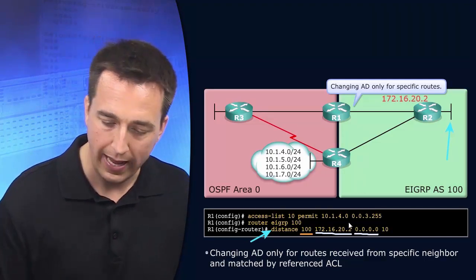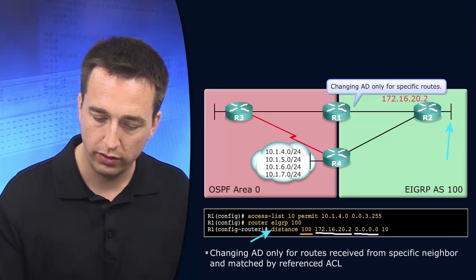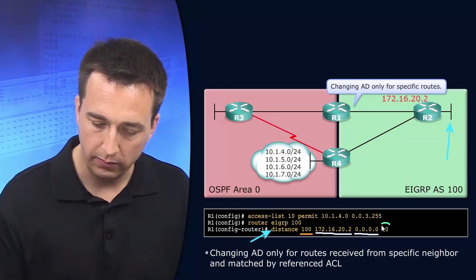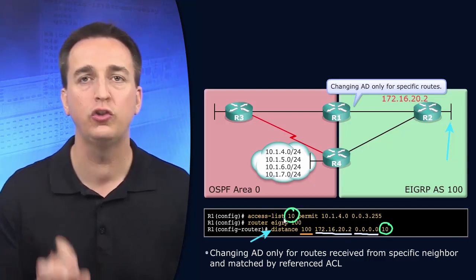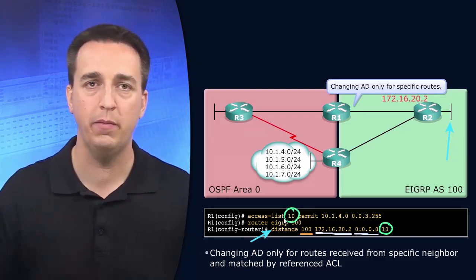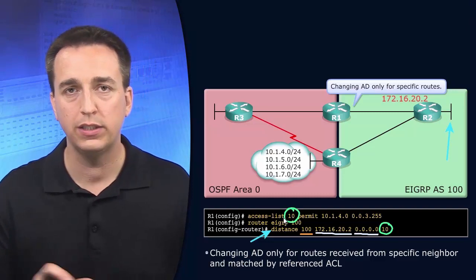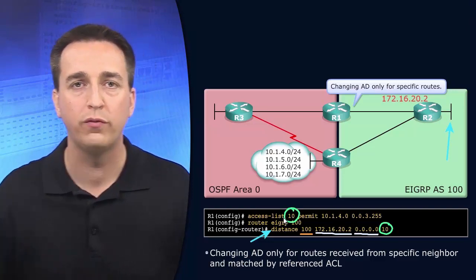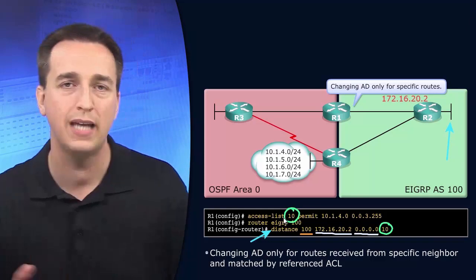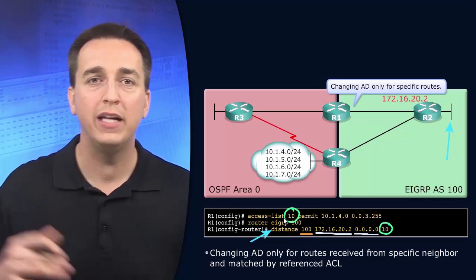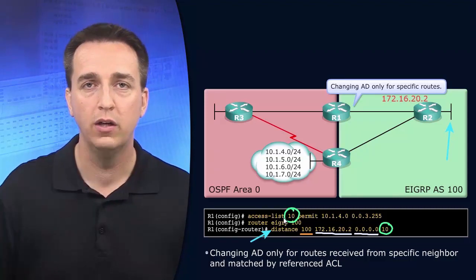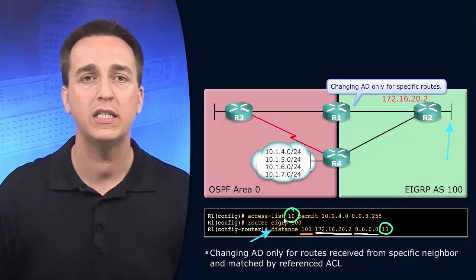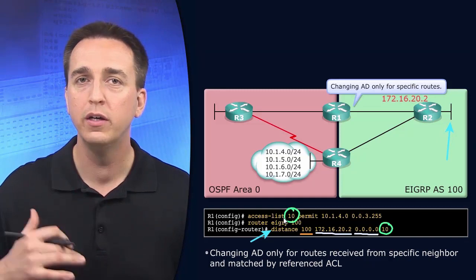So this is where we attach the ACL, the access control list, to the distance command. So this distance command states that any route from 10.140 through 10.117.255 that is learned from 172.16.20.2, we will change the administrative distance to 100.